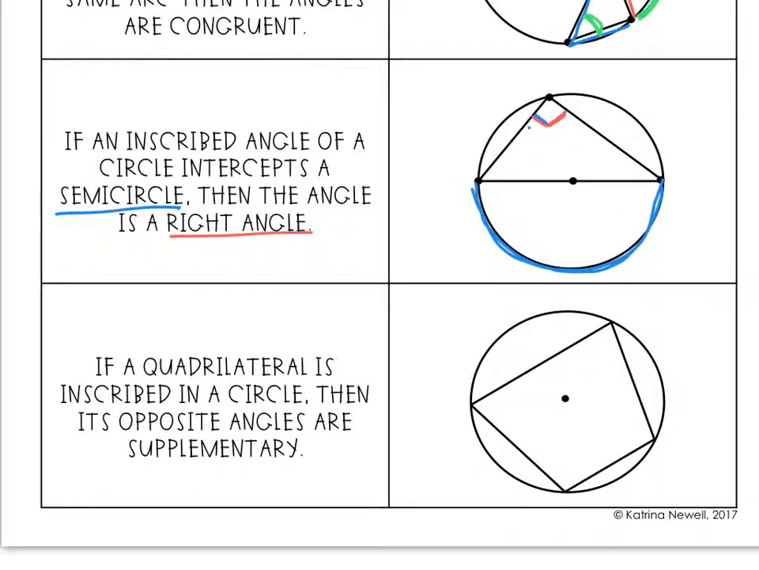And last, if a quadrilateral is inscribed in a circle, that means all the vertices are on the circle, then its opposite angles are supplementary. So, say I have this angle and this angle, the red plus the blue, oh, and these are angles, not arcs, the red angle plus the blue angle is 180 degrees.